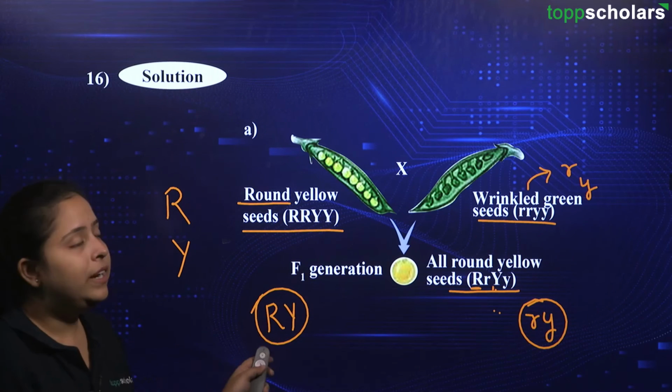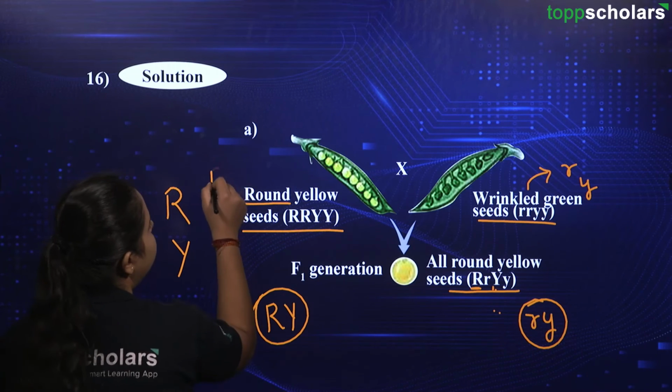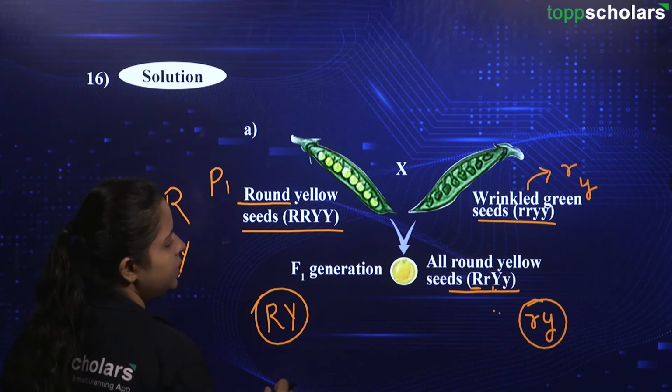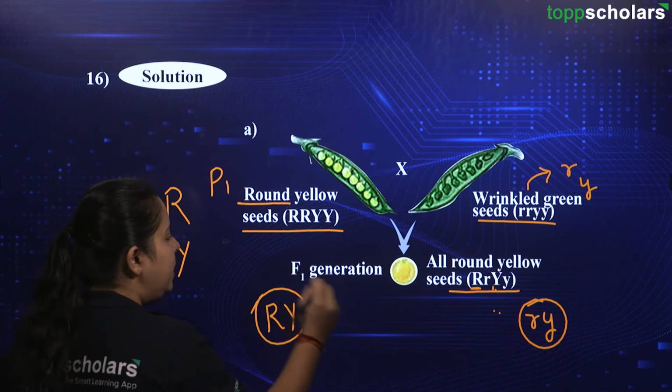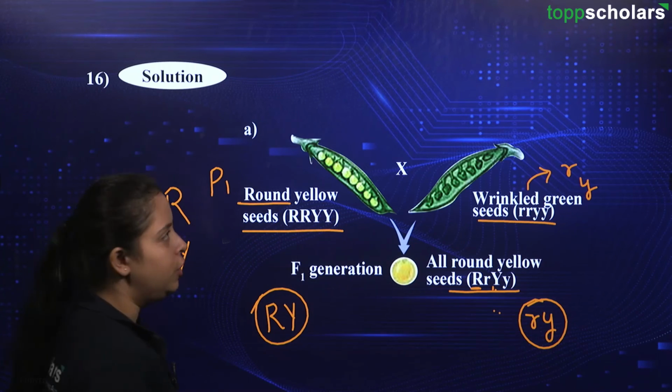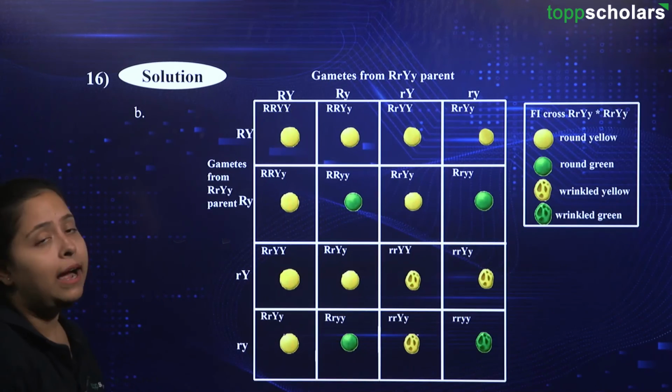Here, friends, please write P1 for this. This one is the parent generation. Then you should show the gamete formation and then you should show the F1 generation. Alright. Now coming back to the B part.